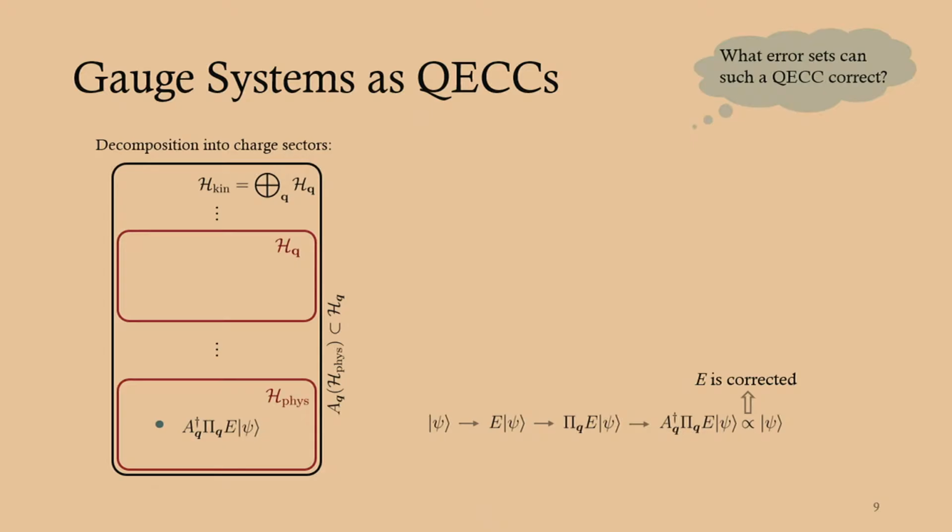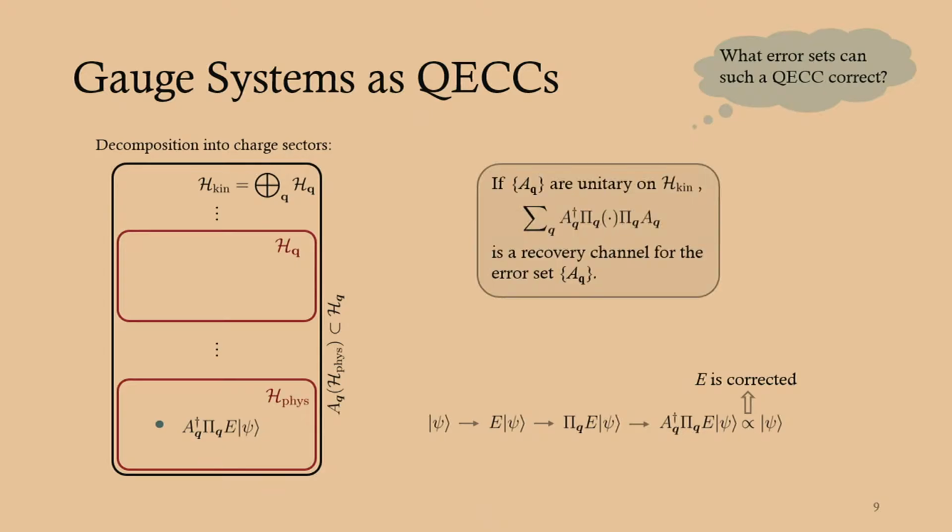So this protocol that I just described can be summed up as this quantum channel. And the statement we can make is, if we can find such a set of AQs which are unitary on the kinematical space, then this channel is a recovery channel for the error set given by these AQs, and due to linearity, for any other error set which is obtained by these AQs through linear combinations. So here this charge sector measurement plays the role of a syndrome measurement.